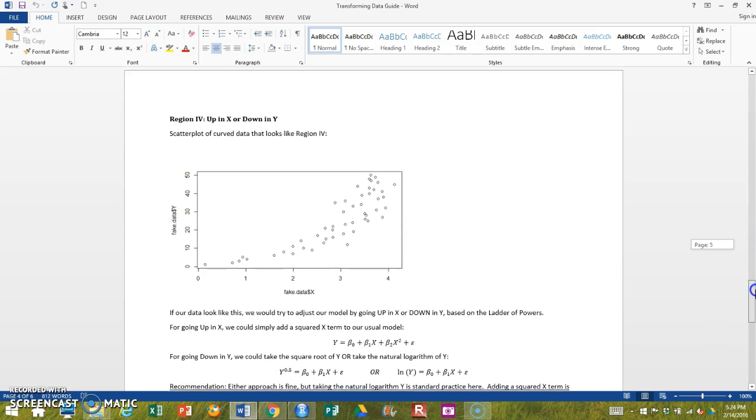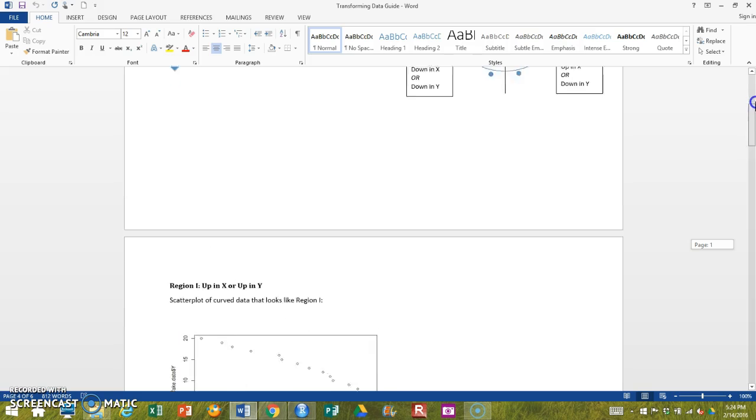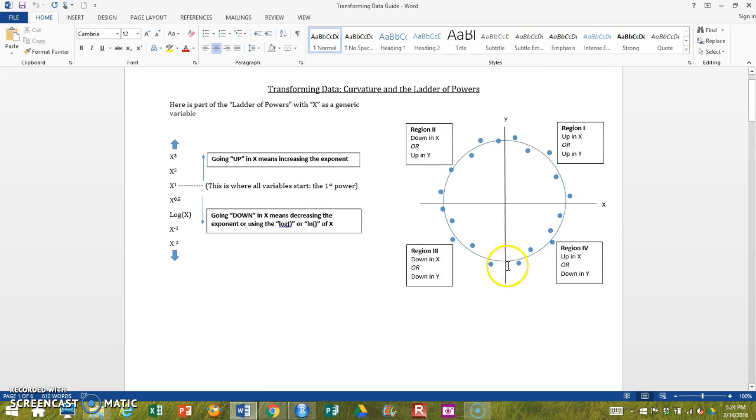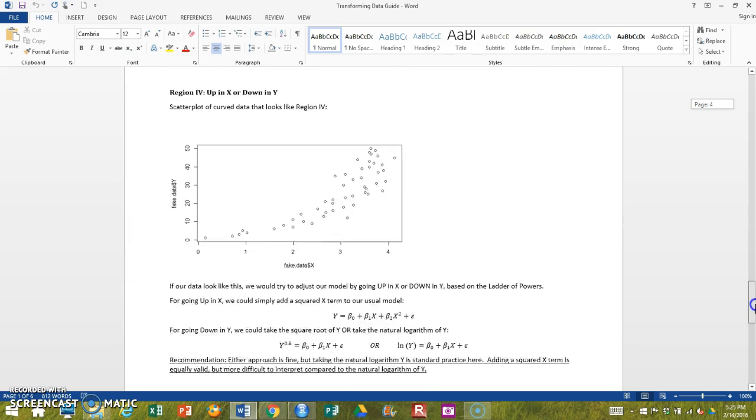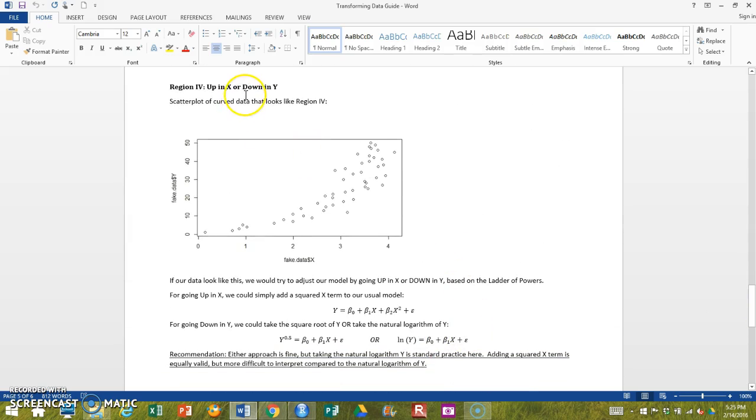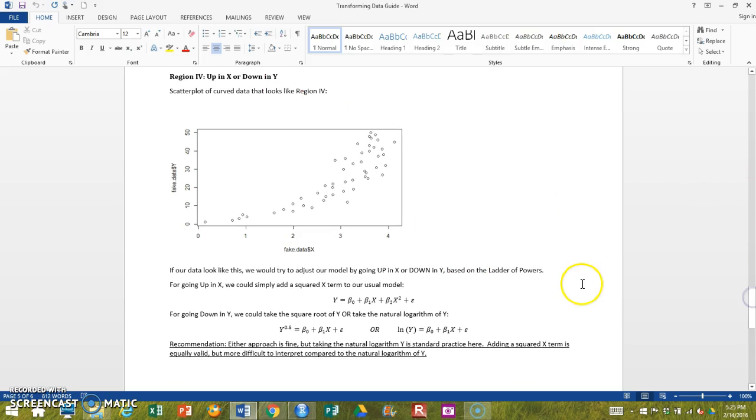And finally, my fourth region, which looks like this, curving upward again. We can go up in x, or again, we can go down in y. And I'm going to skip right to the punchline. Since we can go down in y, I strongly recommend just take the natural logarithm of y. It is straightforward, as you'll see in my interpretation guide later on.